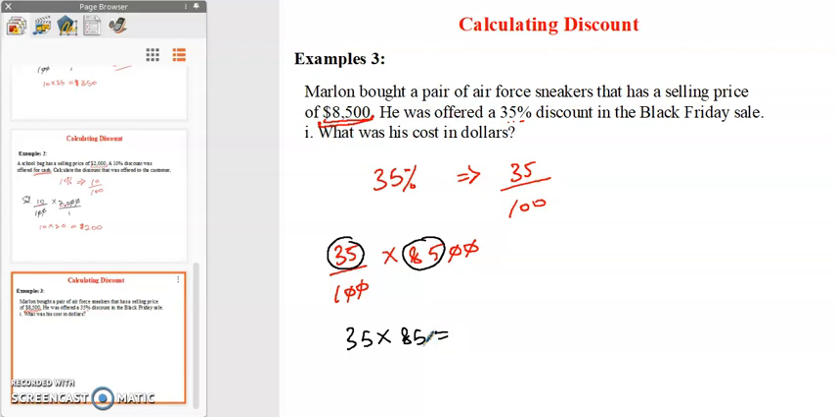So it doesn't matter what number you are given. Once you identify the percentage that you get in terms of discount, then you're good to go. So his discount would be $2,975. That would be the discount for him. Alright, so that basically sums up how to calculate discount in dollars for items.